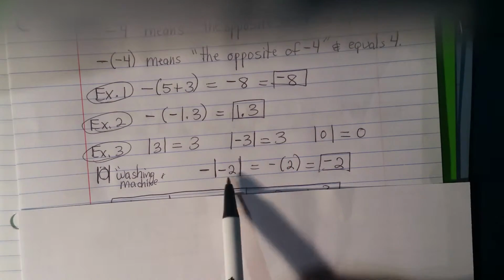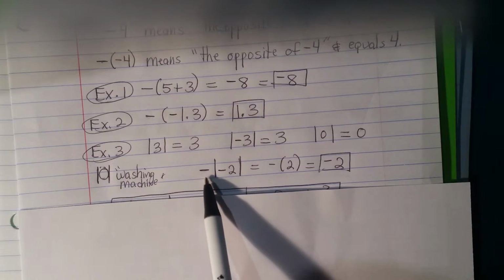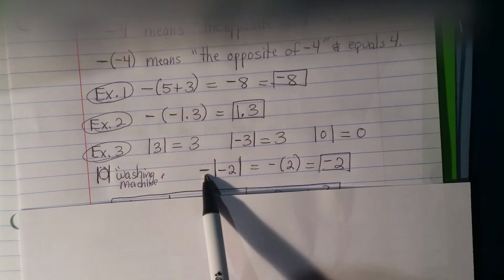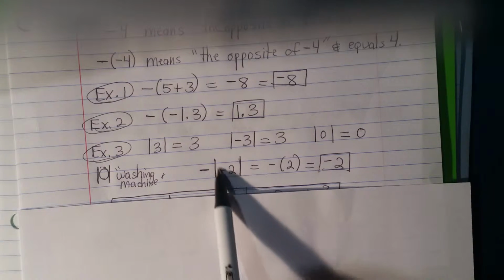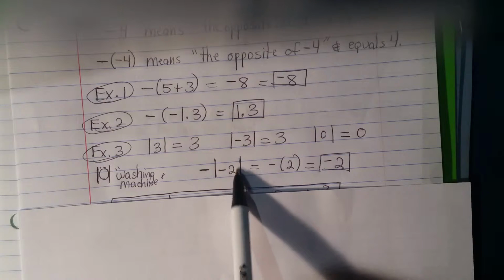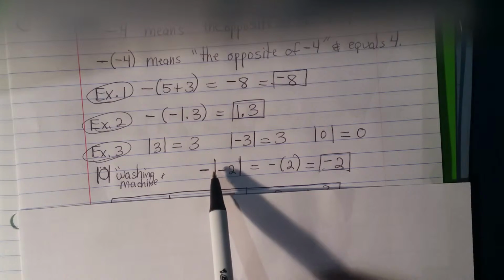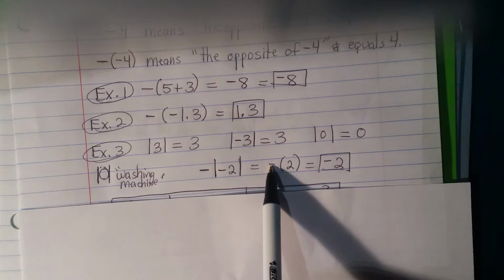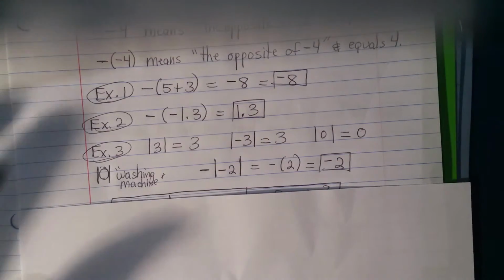One more example, under example 3. If you have a negative sign on the outside of the absolute value, that isn't affected by the absolute value. So I have to do what's inside this grouping symbol first. And this becomes positive 2. This is carried over then. So you have the opposite of positive 2, which is a negative 2.